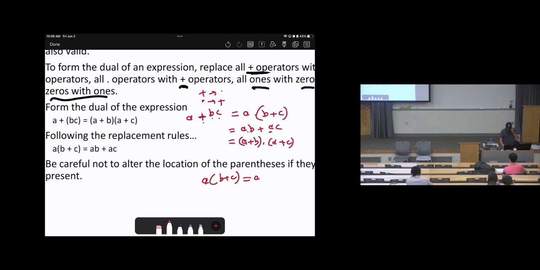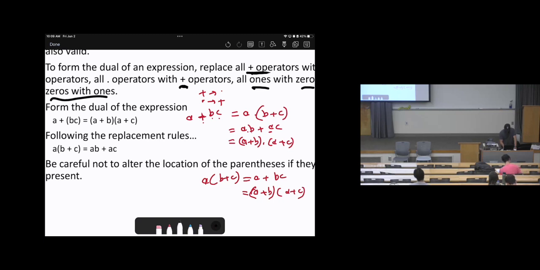It will be A plus B times C, right? Then, can we do more? Yes, we can. What shall we do? We can make the multiplication like A plus B, A plus C.